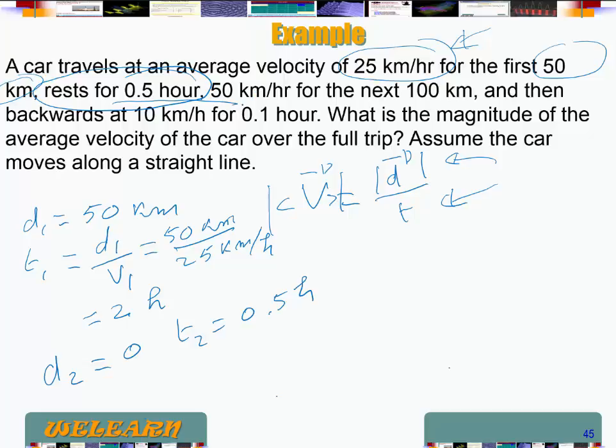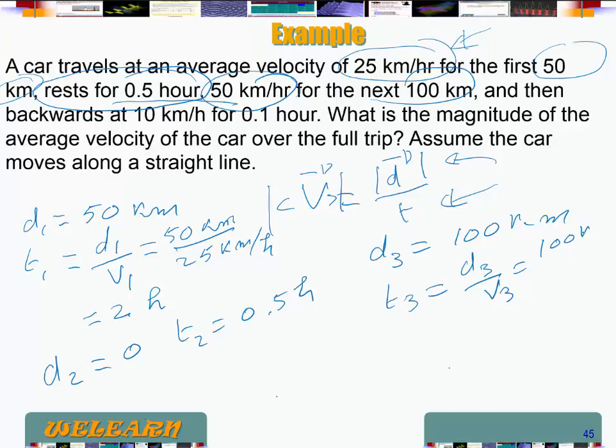Now the next segment, it is 50 kilometers per hour for 100 kilometers. So using the same procedure, D3 is 100 kilometers, and then T3, that's going to be D3 over V3, so 100 kilometers over 50 kilometers per hour. So in this case, that's going to be equal to 2 hours again.